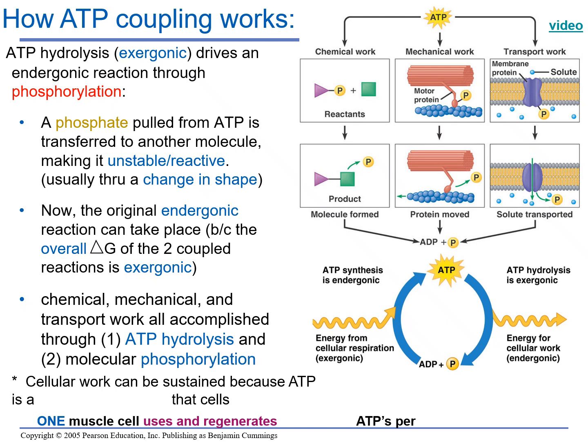And cellular work can be sustained because ATP is a renewable resource that cells can regenerate. So we will learn this in more depth, but ATP is generated through cellular respiration. One muscle cell uses and generates about 10 million ATPs per second, which I think is just crazy.